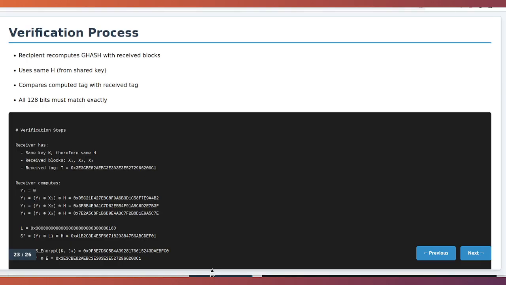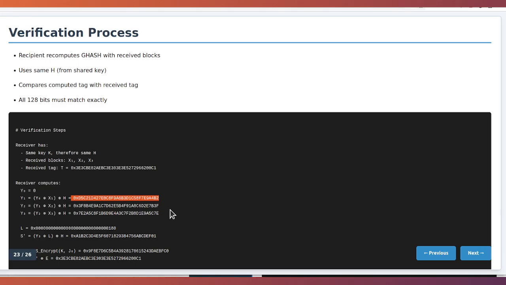tampered with. The recipient receives the encrypted message blocks X1, X2, X3, and the authentication tag T, which equals, beginning with 3E and ending with C1. The recipient has the same hash key H because they share the encryption key K. They perform the exact same GHASH calculation. They compute Y0 equals 0, which represents all zeros. Y1 equals X1 times H, which equals, beginning with D5 and ending with B2.